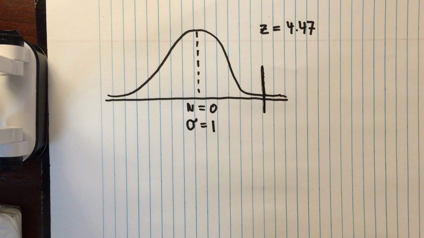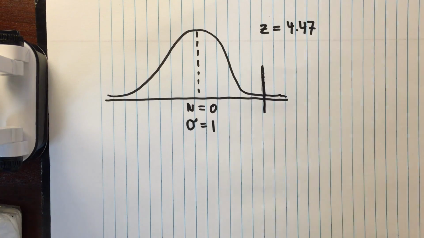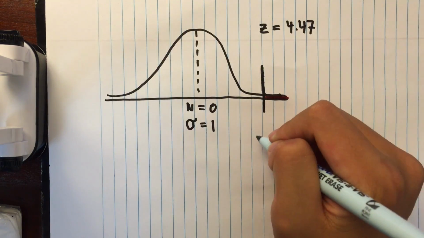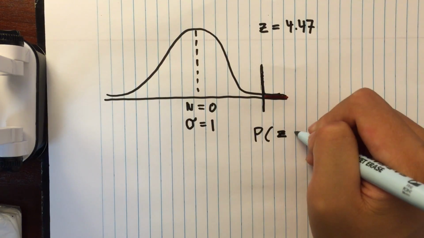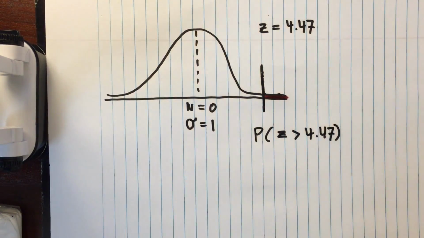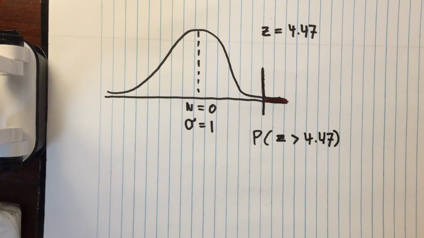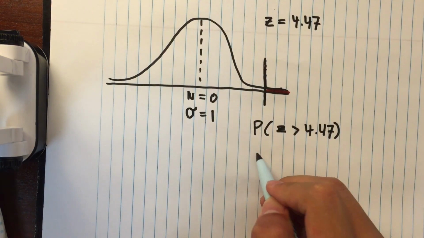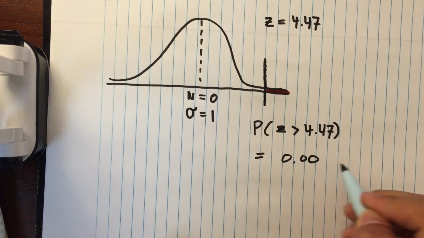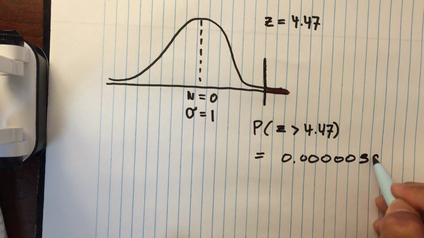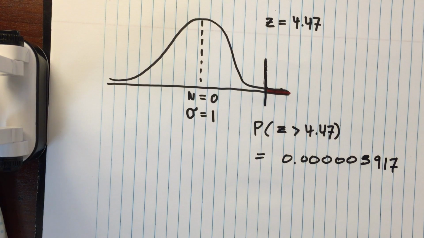So then what we want to know is, what is the probability of getting a result greater than that? We can write that as the probability of z greater than 4.47. That probability is equal to this area right here. And we can calculate this either using a calculator or a table. I'm just going to use a calculator here. And that comes out to approximately 0.00003914. And this is our p-value.